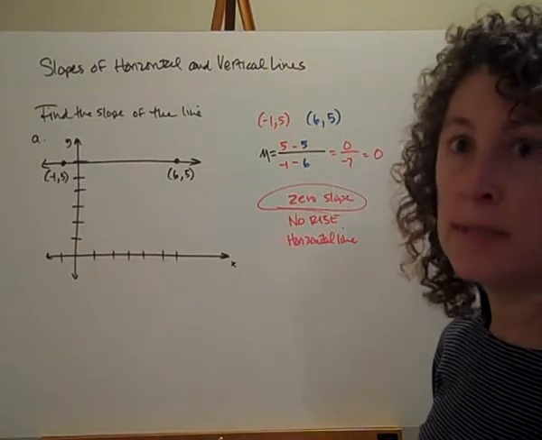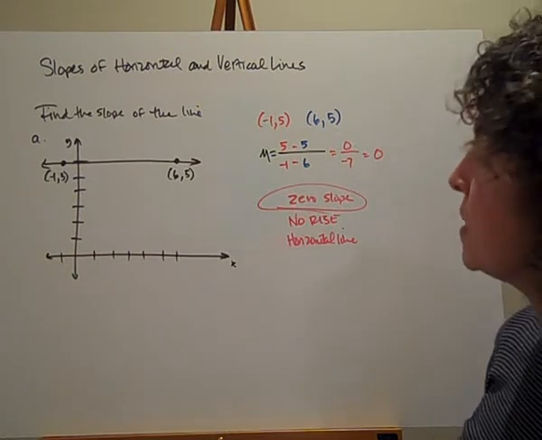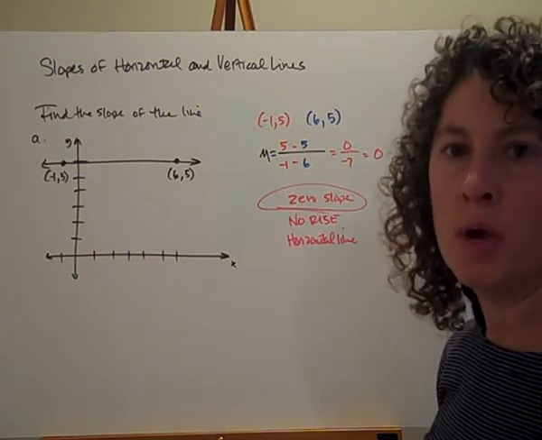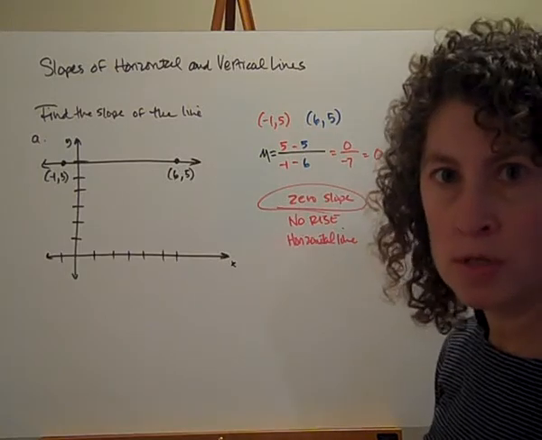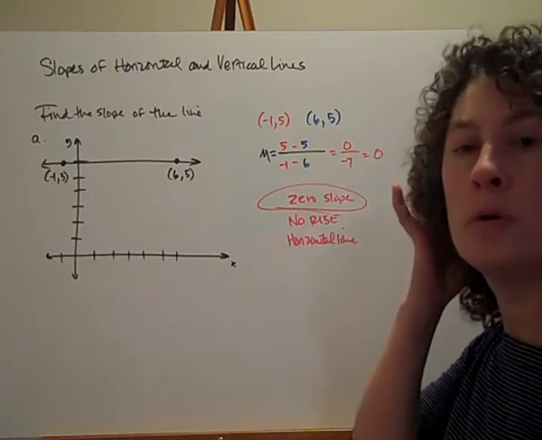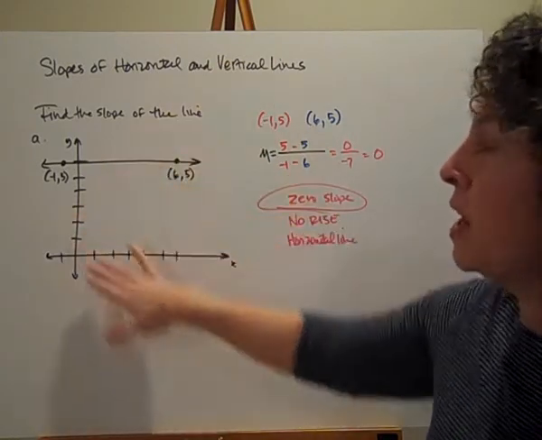We're talking about slopes of lines, and we've talked about some special lines before, special lines that you might see coming from an equation and what those equations look like. Well, those two special lines have special slopes to them, so we're going to focus today on what those slopes are of those special lines. So we're going to find the slope of the line from a graph.